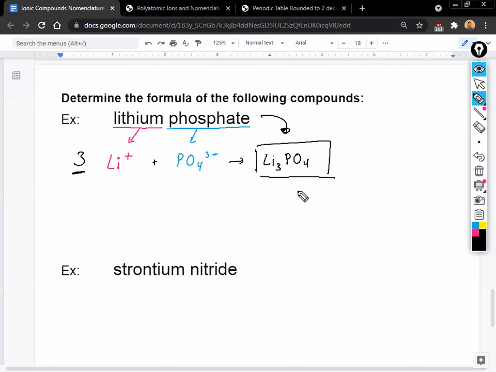So it's pretty much the same thing that we've been doing. We're just going in reverse using the MCI and the charge.